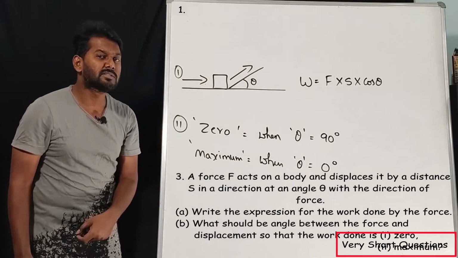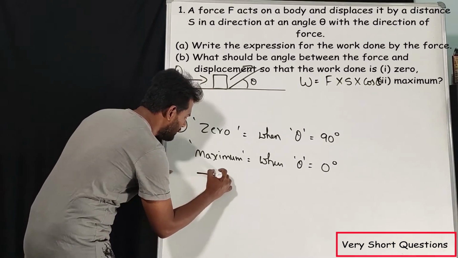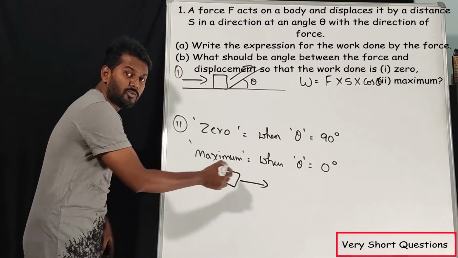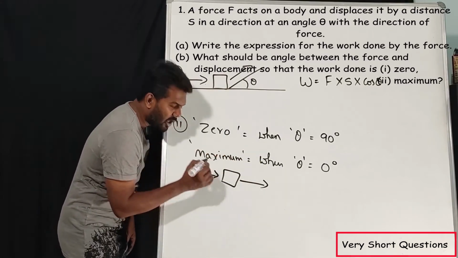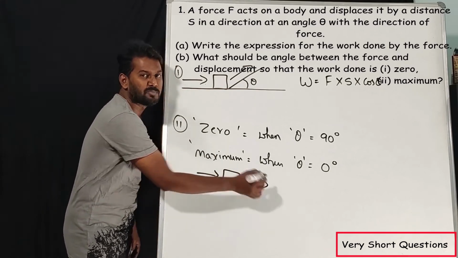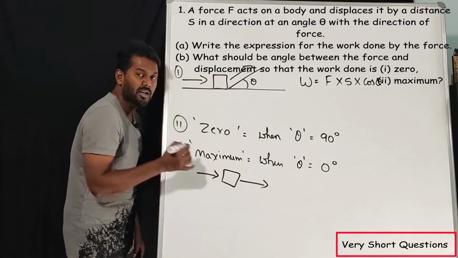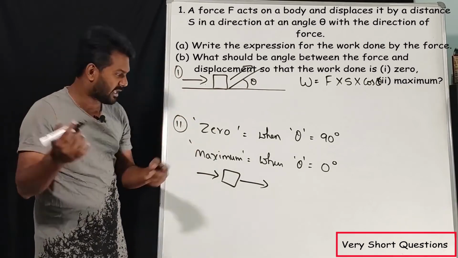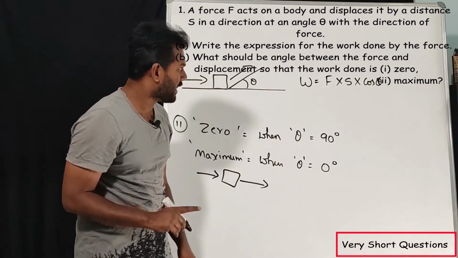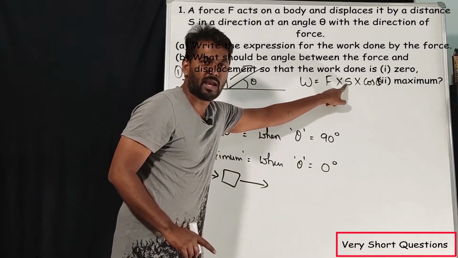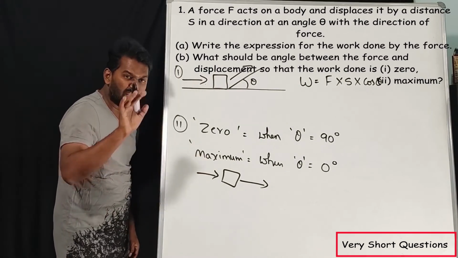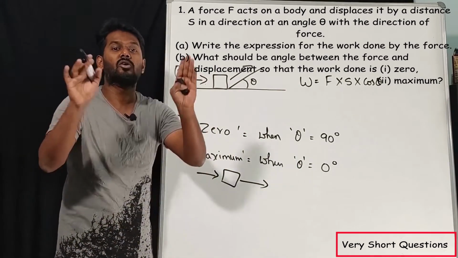How can theta be 0? Very simple example, listen. Assume you are applying force in this direction and the displacement of the object is also in the same direction. Now listen, what do you mean by theta? Angle between force and the displacement. If force and displacement are in the same direction, angle will be 0. So when it is 0, what is cos 0? Cos 0 is 1, correct? 1 into whatever the value, we will get the same value. So we will get the maximum value only when theta is equal to 0 degree.